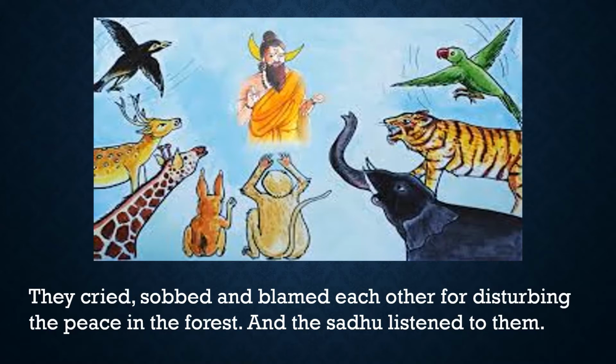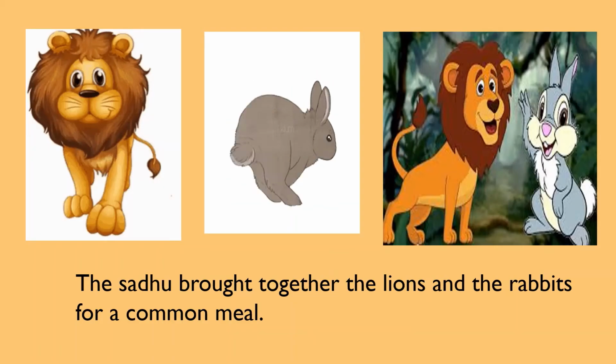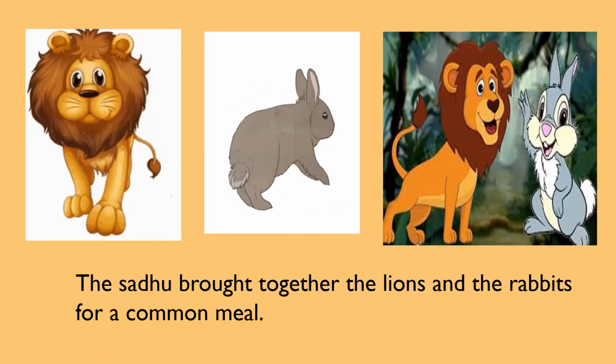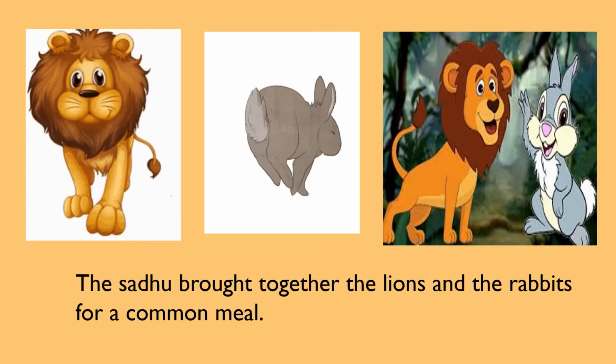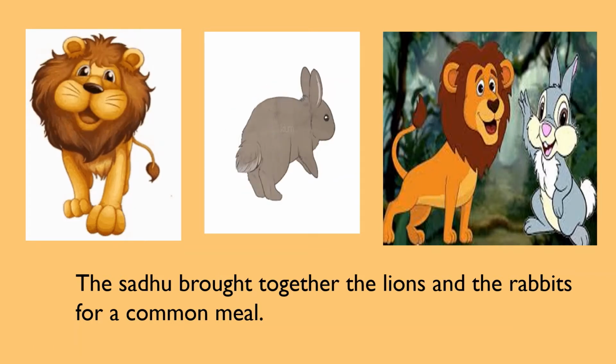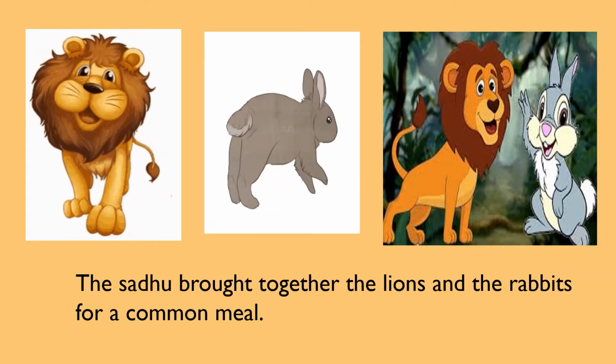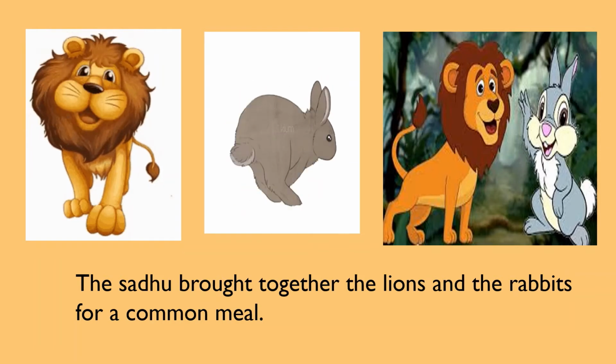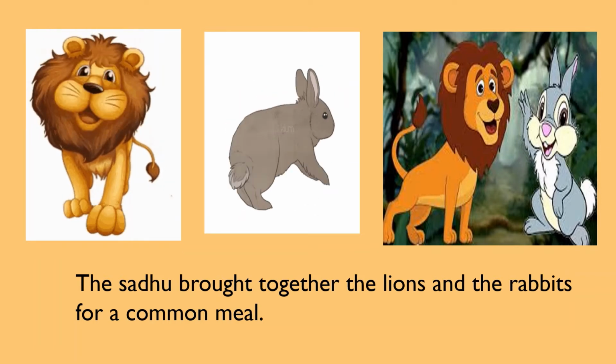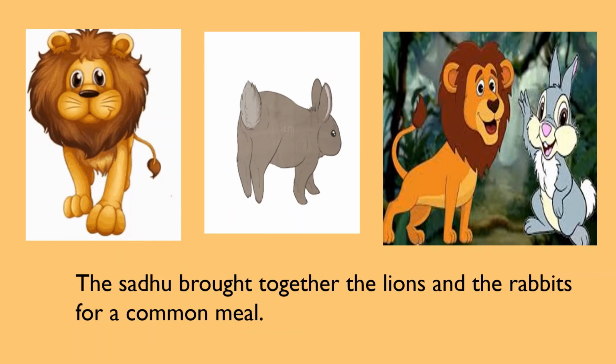Now the sadhu brought together the lions and the rabbits for a common meal. As you know, lion and rabbit are two different animals having different food habits, but they were brought together for a common and a regular meal.